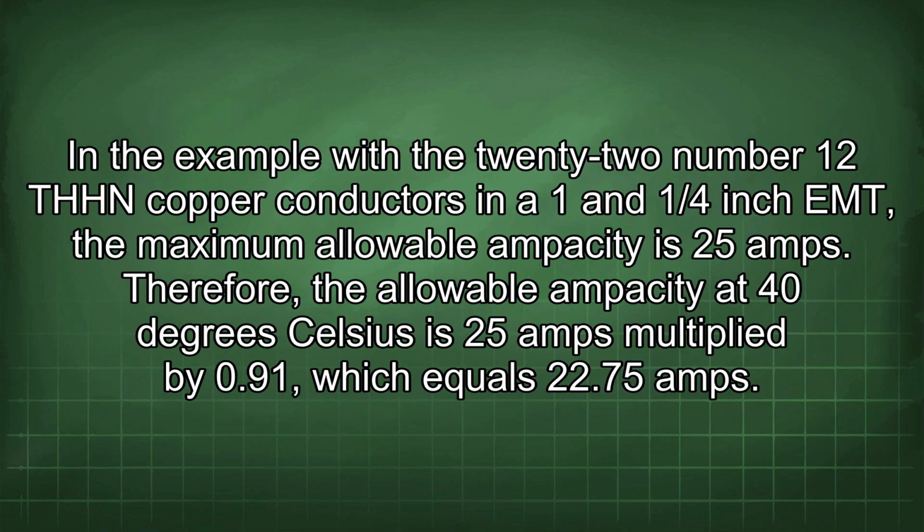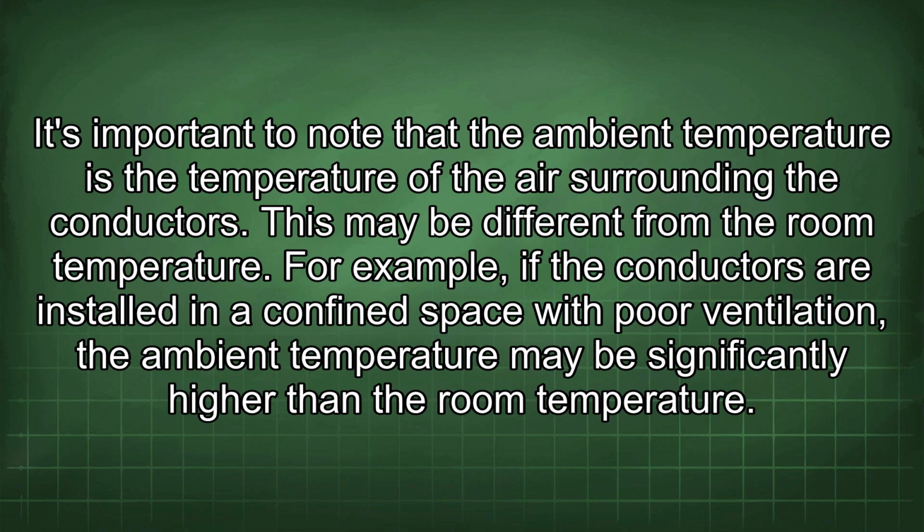In the example with the 22 number 12 THHN copper conductors in a 1 and 1/4-inch EMT, the maximum allowable ampacity is 25 amps. Therefore, the allowable ampacity at 40 degrees Celsius is 25 amps multiplied by 0.91, which equals 22.75 amps. It's important to note that the ambient temperature is the temperature of the air surrounding the conductors.